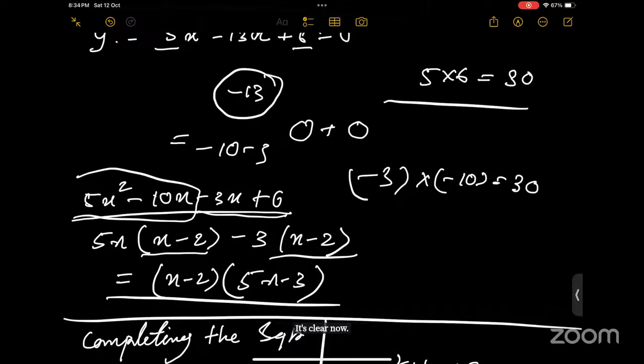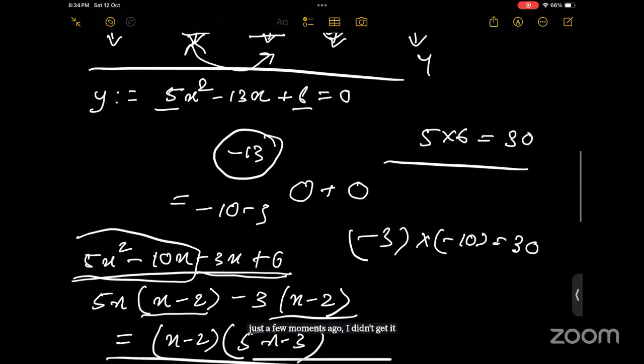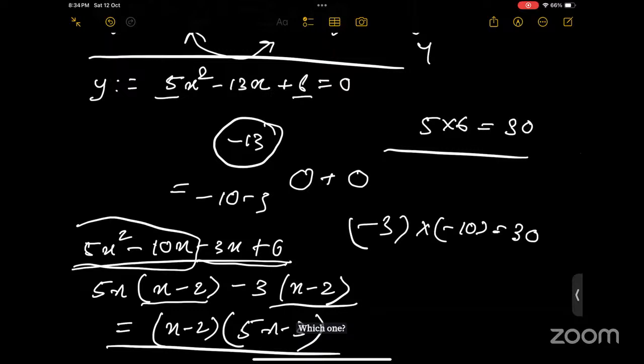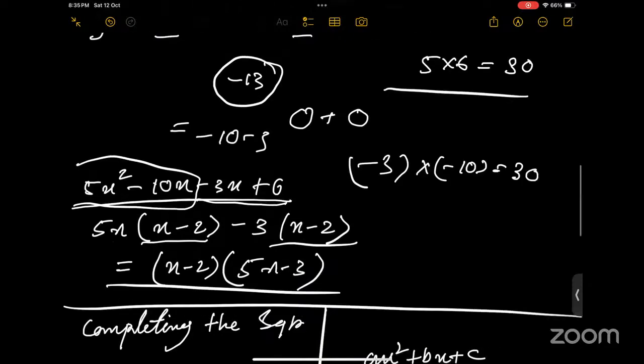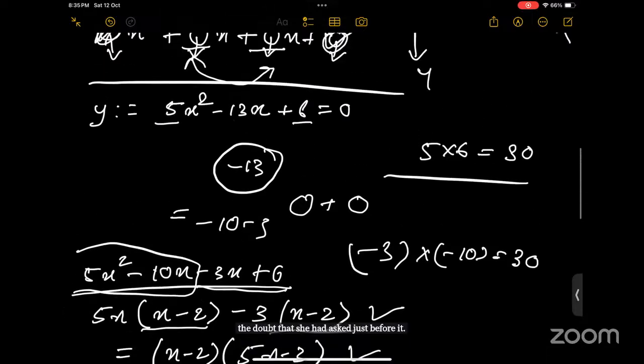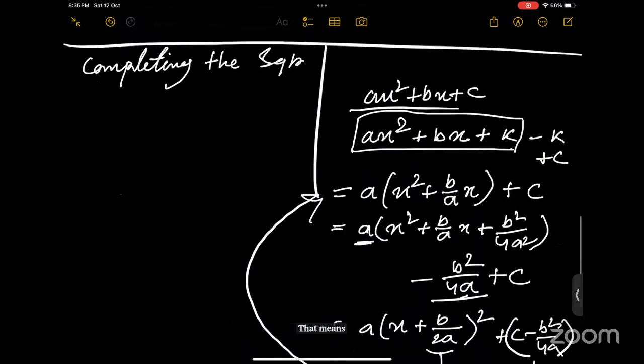Yes, I got it. Madhav, the last derivation that you did just a few moments ago, I didn't get it. Which one? The last one? Last one we mentioned clearly. This line or this line? No, just the doubt that she had asked just before it. That means this one. Yes, ma'am, this equation, yes, ma'am.